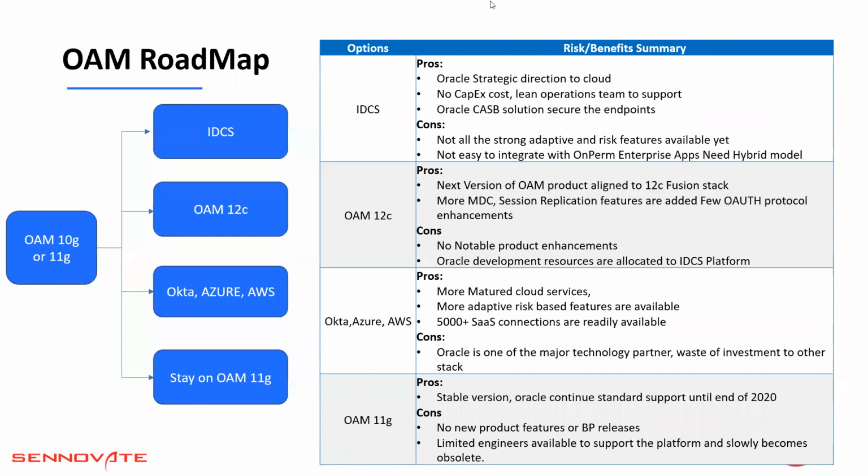The second option: Oracle last year released OAM 12C. 12C is a newer version. If you're familiar with the Oracle Fusion Middleware stack, 12C is a newer release of the entire product stack. Product feature wise, it is aligned with Database 12C and WebLogic 12C. We read the release guide and also deployed it for one of the customers. So there are major feature enhancements there.